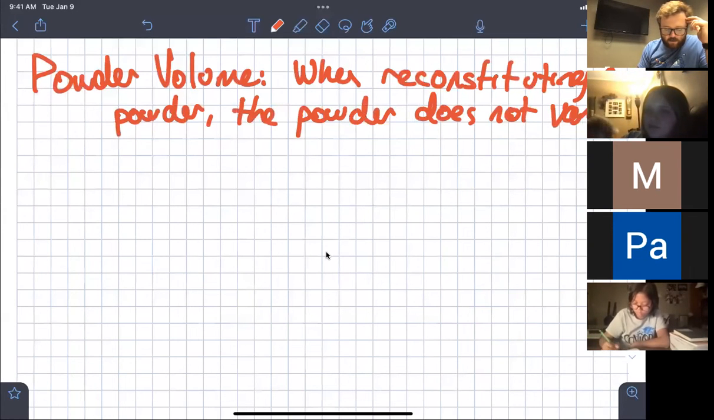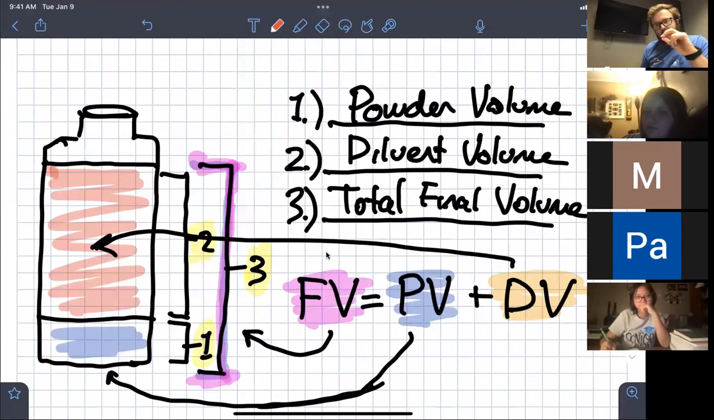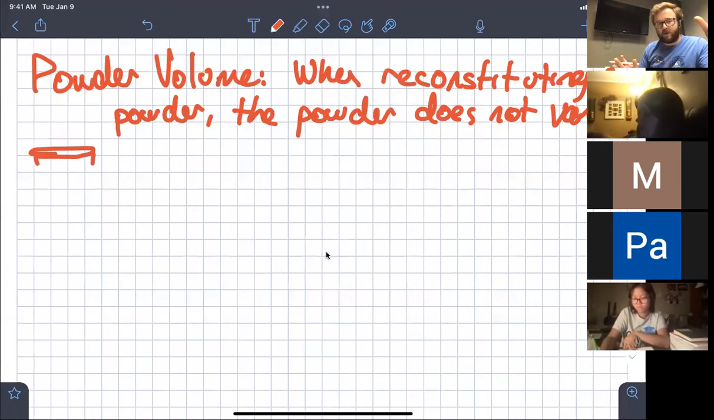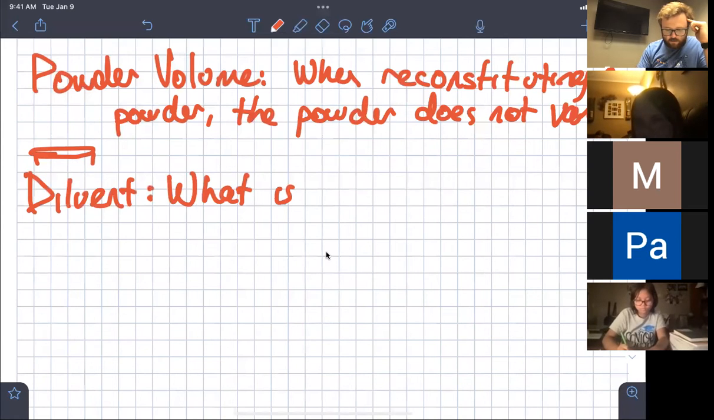If I go back to my drawing, just because I added that extra level of fluid, it doesn't mean that now everything is just gone. What it means is it has been dissolved, and now that drug is suspended or dissolved in it. Okay. So when you mix something, that powder doesn't go away. So when you calculate powder, diluent is what is dissolving the drug.